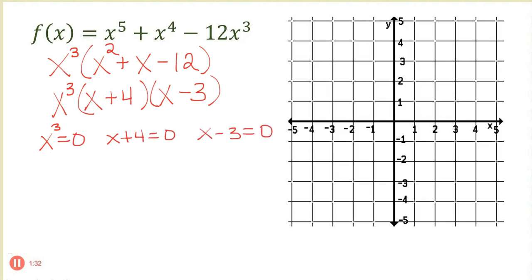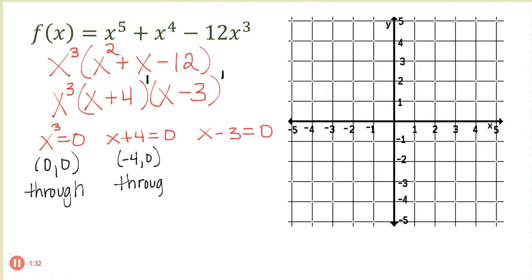Now notice that for this function, they are all odd. When you don't see a factor, that means it is 1. So I have a 0 at the origin, and because the degree is 3 and that's odd, it is going to go through. I also have one at -4, 0, which is also going to go through. And I also have my last one at +3, 0, and that is also going to go through. So we don't have any bounces in this function.